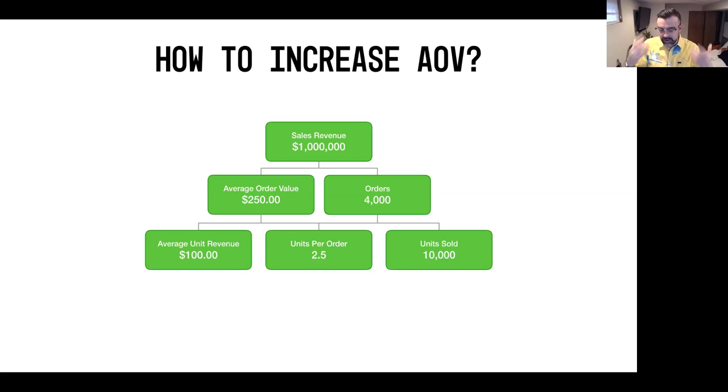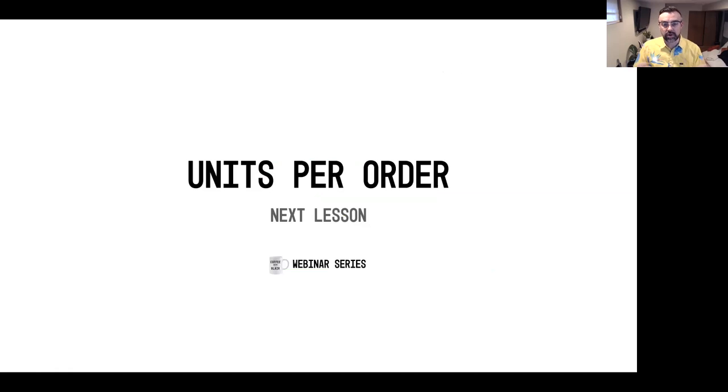So just keep that in mind as we go into tomorrow's session, because units per order is something else that perhaps you can consider when you're trying to increase your average order value. Without further ado, that's going to be our lesson for tomorrow. Units per order is where we're going to focus our attention. I'm going to show you the math in terms of how that's going to influence your average order value, how it's going to influence your units sold, as well as your overall product margin.